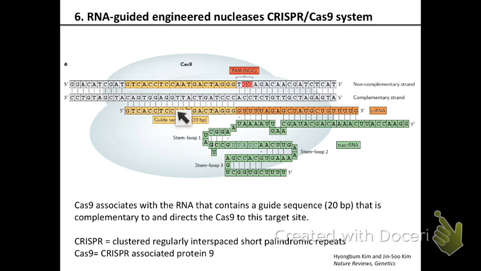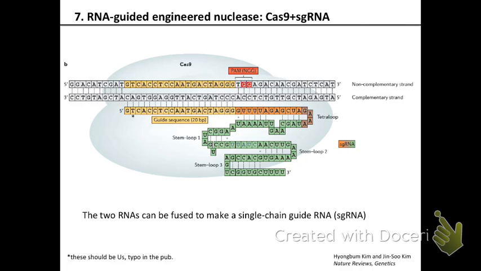Okay, so now this also works if you actually fuse the RNA molecule that serves as the guide sequence directly to the tracer RNA and form an RNA molecule that's called the single guide RNA. Okay? So the Cas9 now can make a complex with the single RNA molecule, the single chain of RNA molecule, and bind and cut the DNA very similarly.